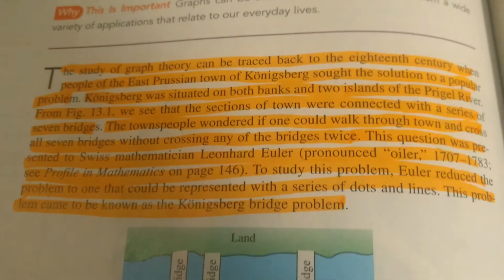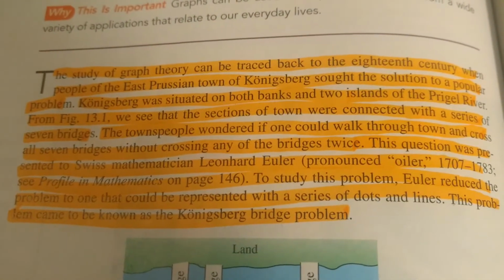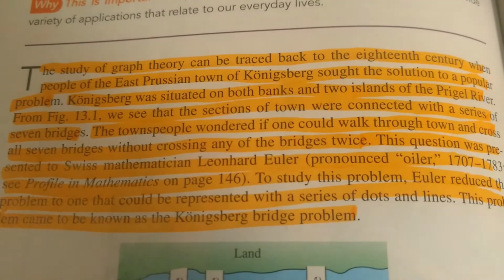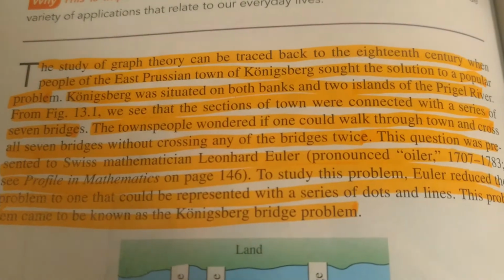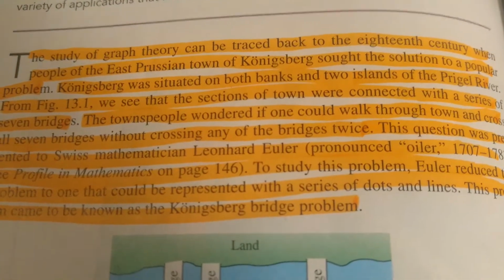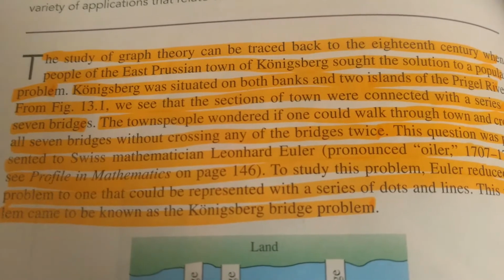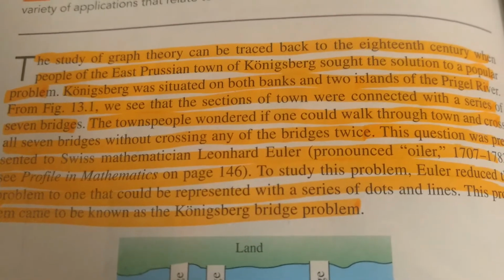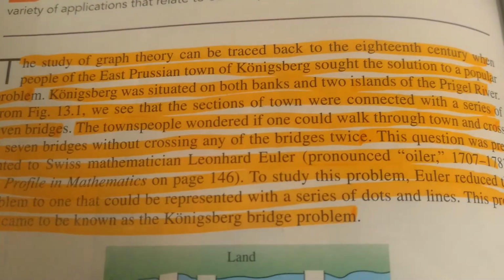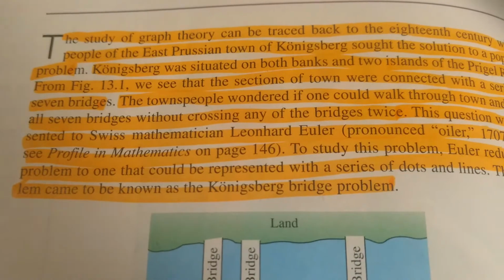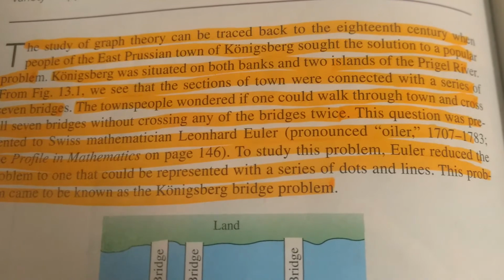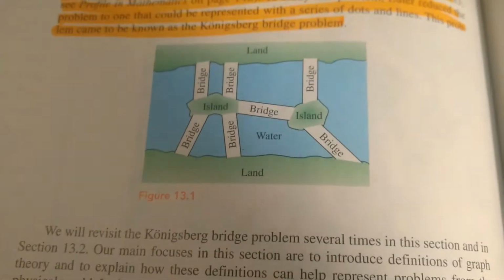Here's an old problem that was presented a long time ago. It says the study of graph theory can be traced back to the 18th century when people of the East Prussian town of Königsberg sought the solution to a popular problem. Königsberg was situated on both banks and two islands of the Pregel River. From figure 13.1, we see the sections of the town were connected with a series of 7 bridges. So here it is here.